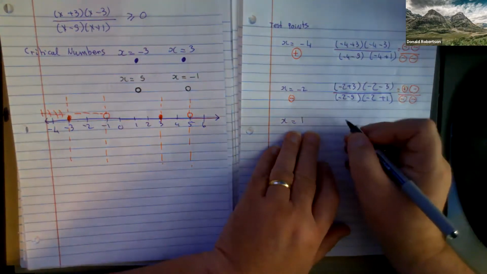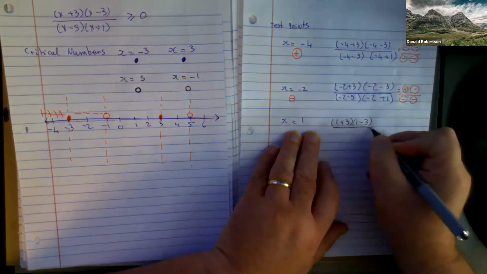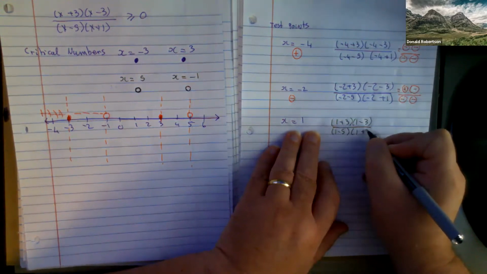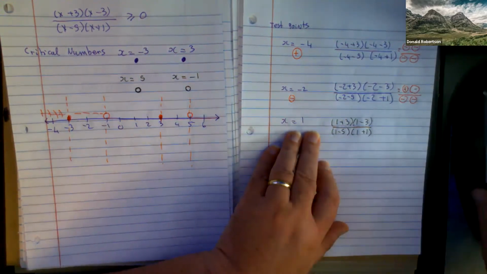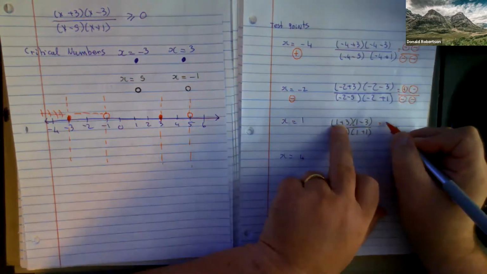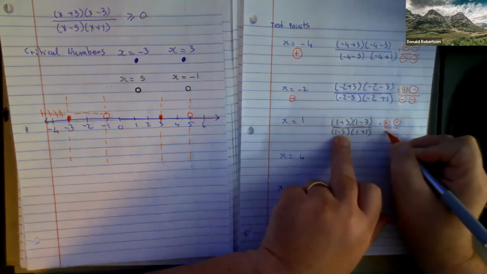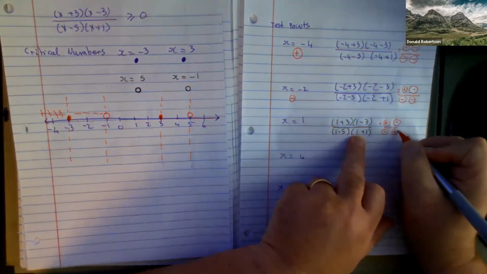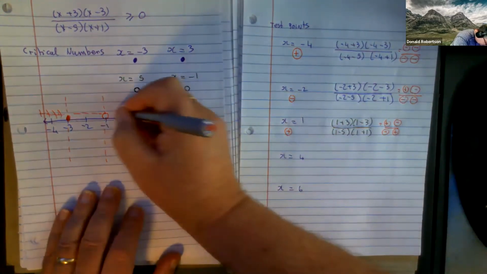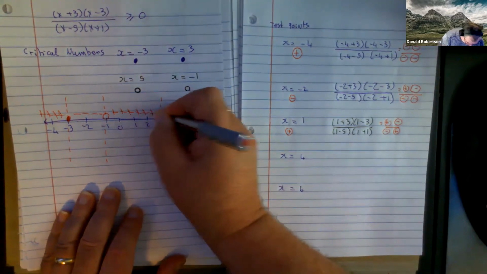What are we doing with 1? 1 plus 3, 1 take away 3, 1 take away 5, 1 plus 1. What do I get out of that? I get 4, which is positive, -2, -4, +2, and that combination ends up being plus. So everybody here is positive. Move on to this one.